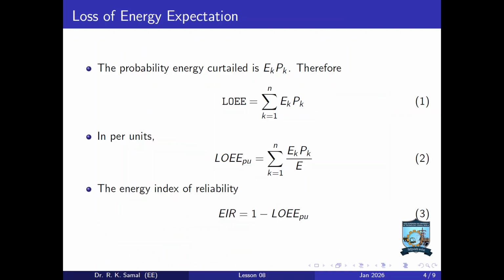Now these are the very important formulas. The probability of energy curtailed is EK into probability of load outage. So how much energy is curtailed because of a particular load outage is to be multiplied with PK. And we can compute the loss of energy expectations as the summation of all these products. In per units you can simply divide by energy. Now another unit known as the energy index of reliability is obtained by 1 minus LOE per unit.